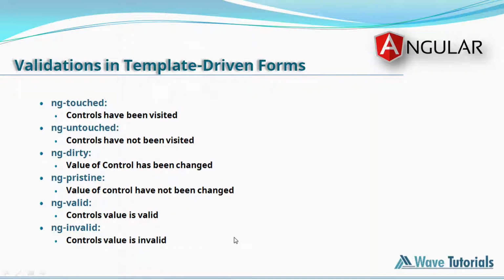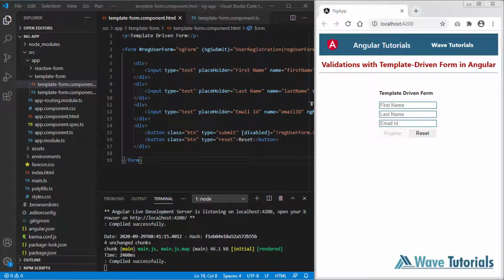So let's open Visual Studio Code and see a practical session with validation in a template-driven form. Here I'm using the same project which we used for template-driven and reactive forms. If you have still not watched those tutorials, you can get the link in the description of this video. First of all, let's discuss the default validation and the default classes applied to a control.